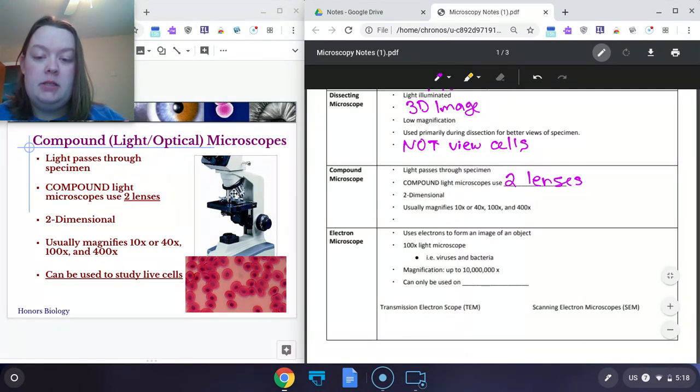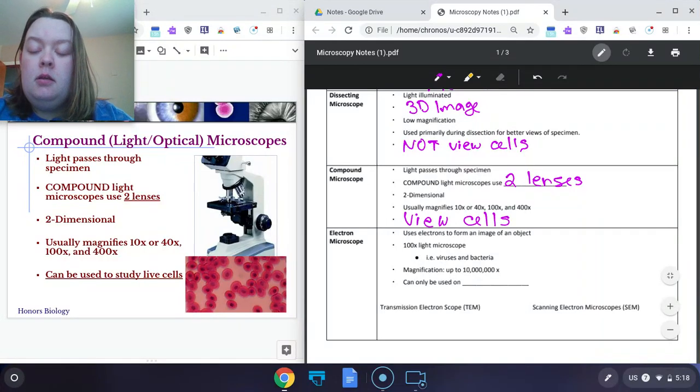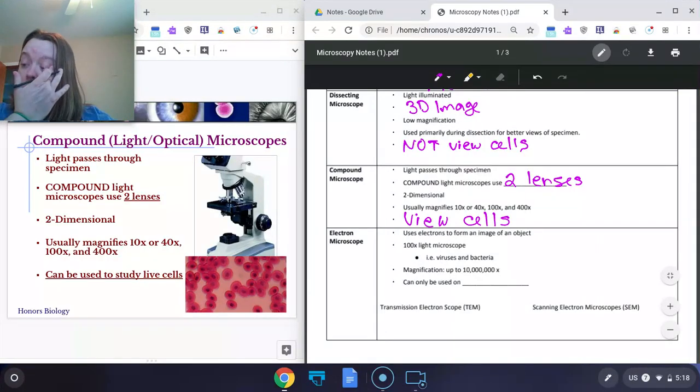So the compound microscope uses 2 sets of lenses. The magnification on these ranges from 10 times magnification to 400 times magnification, and these are used to view cells. And because we're in biology and we're going to talk a lot about cellular biology, these are typically the ones that we'll use in the classroom.